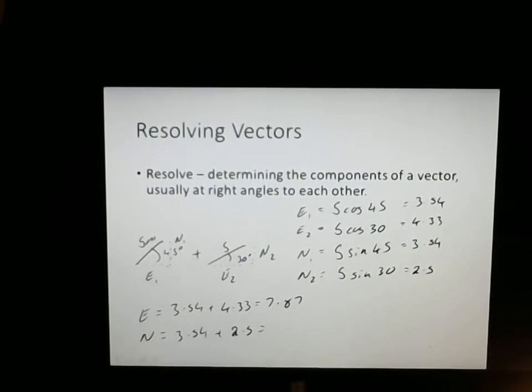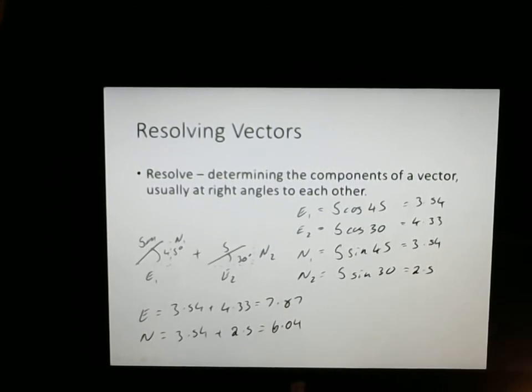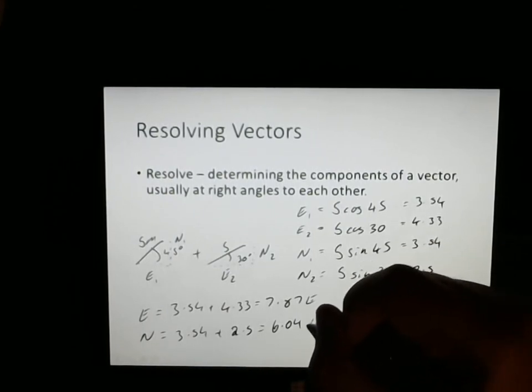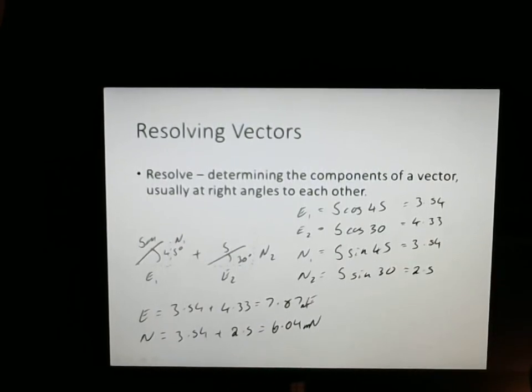3.54 plus 2.5, 6.04. And so now we have two values. We have this amount of east, an ugly looking number, but it's still just a vector saying it's this much east and this much north. To combine them to work out the resultant vector, we need to add them together. So I'll put that as east and that as north. These are both meters as well because we're still dealing with meters.